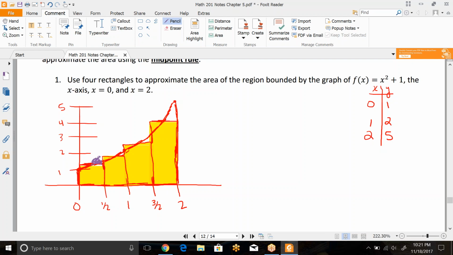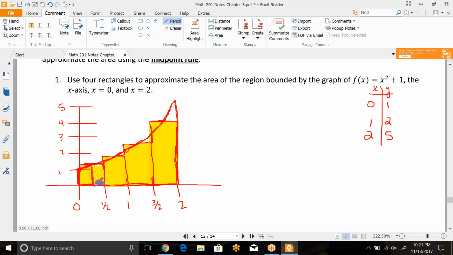So the way we figure this out is you kind of estimate where you think this height is right here. So for us, we would have to know what's halfway between 0 and a half. And we can actually, instead of just estimating, we could figure this out.